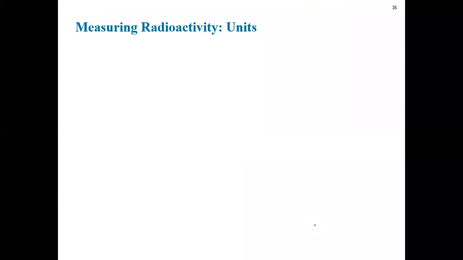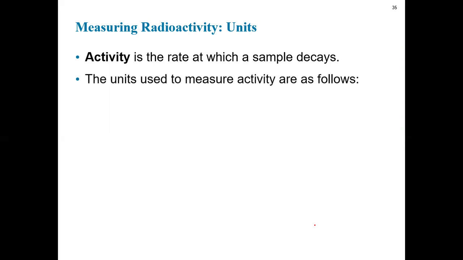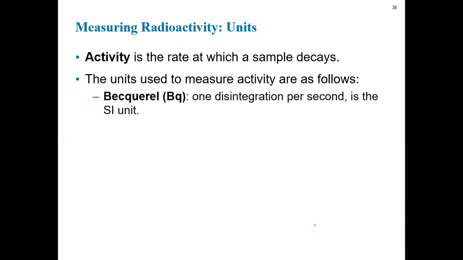Okay, so how do we measure the radioactivity, or the rate of radioactivity? When we measure chemical reactions, we measure how much the concentration changes over a certain period of time. The radioactivity is measured by how much the sample decays per minute or per second. By convention there are two common units. One is the so-called SI unit, the becquerel. This is named after a French scientist who was the first to discover radioactivity. The SI unit means one disintegration per second.